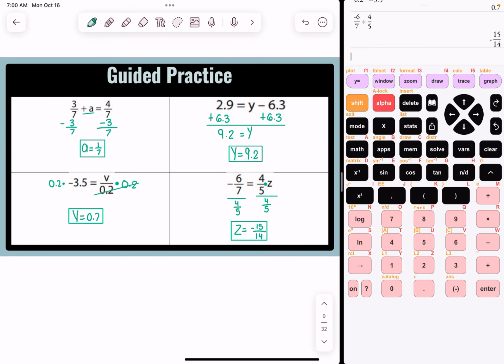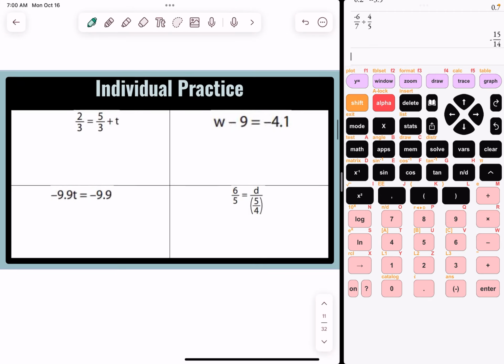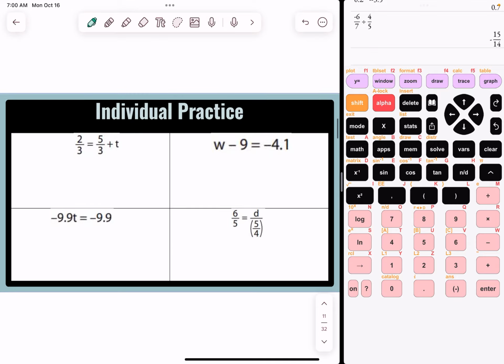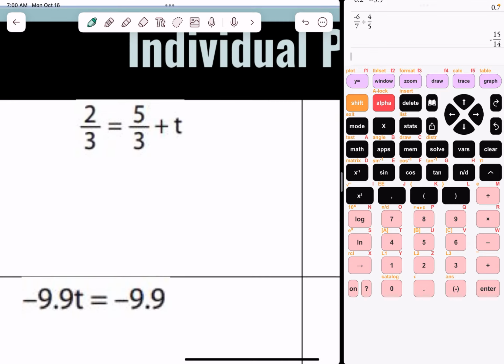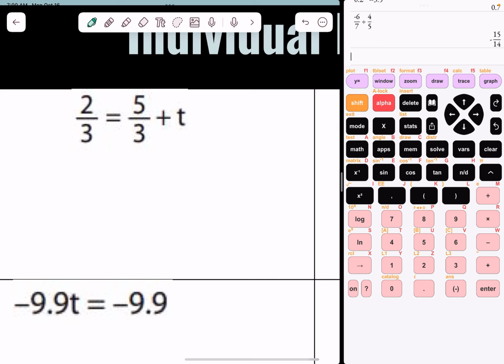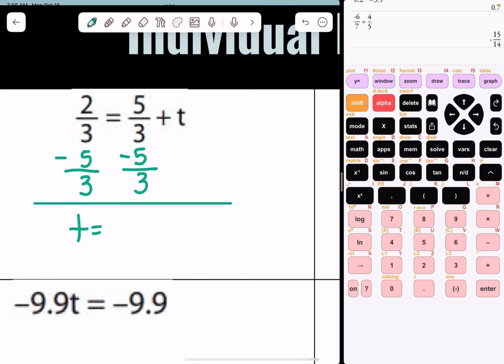All right, so now you try these equations. Pause the video and see if you can do these on your own. So we want to get t by itself, but we have this 5 over 3 that's being added, so I'm going to subtract it. I will get t equals 2 over 3 minus 5 over 3. I get negative 1.